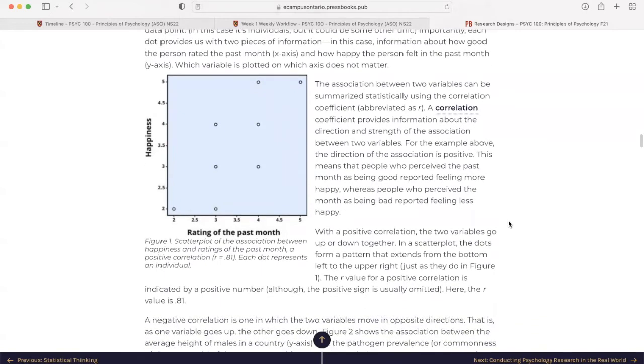Here, the R value is 0.81. So that's the result based on this plot. If you're listening to this versus watching it on YouTube, the scatter plot of the association between happiness and ratings of the past month shows a positive correlation of R equals 0.81. Each dot represented an individual.